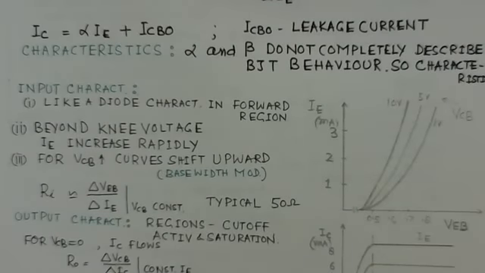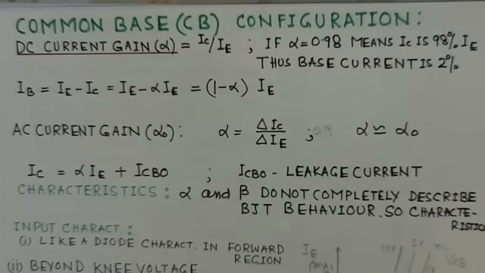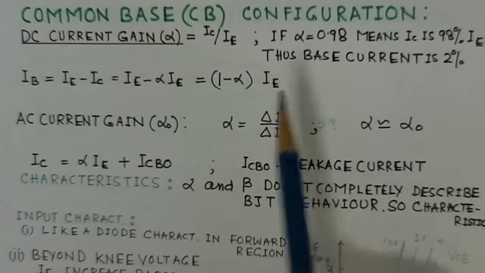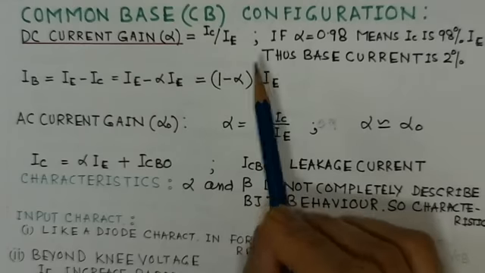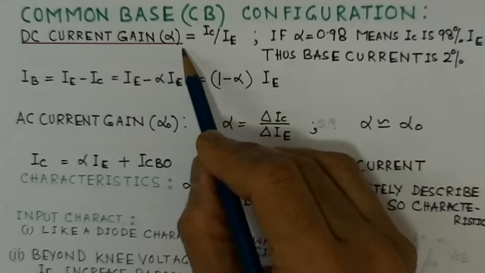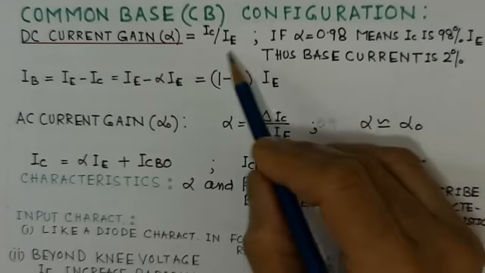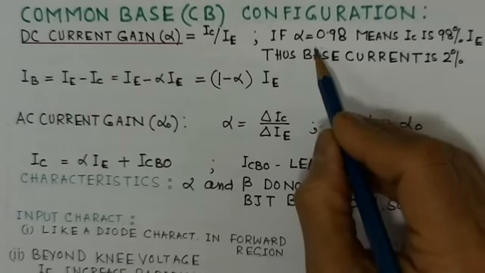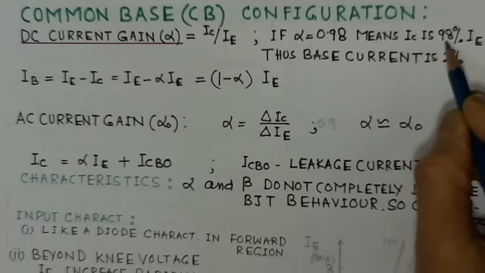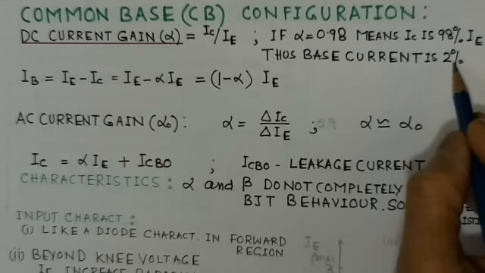Now we'll see the common base configuration, where the transistor base is taken as common to both input and output. So we'll try to find out the DC current gain, that is said to be alpha. This is IC over IE, because IC is the output and IE is the input current. So alpha is 0.98 typically. It indicates that IC is about 98% of IE, thus base current is about 2%.